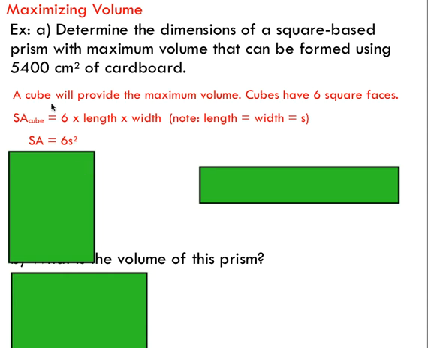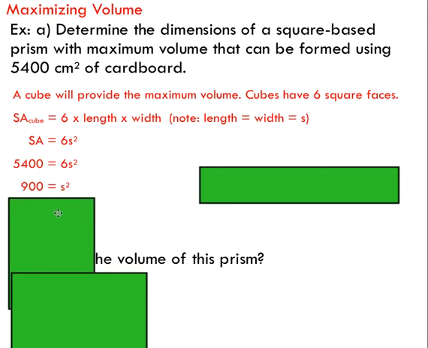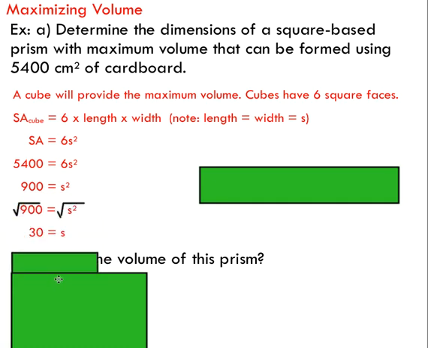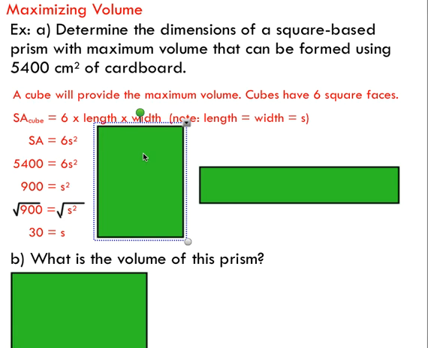If we use S for our length and width, now what we have to do is take our surface area, put it into our equation, and solve for the dimensions that will give us that surface area. So we're going to sub in 5,400 for surface area, and our goal is to solve for S. To do that, we're going to divide both sides by 6. And to get rid of the squared, we're going to take the square root, not the cubed root this time, and we'll end up with 30 as our measurement for S.